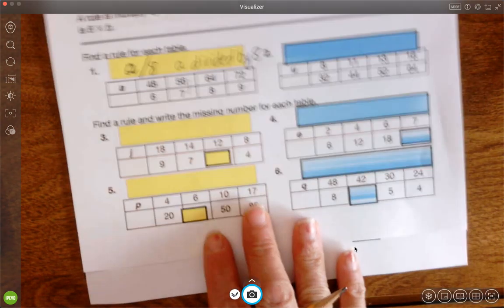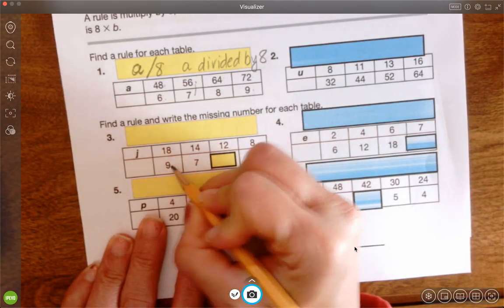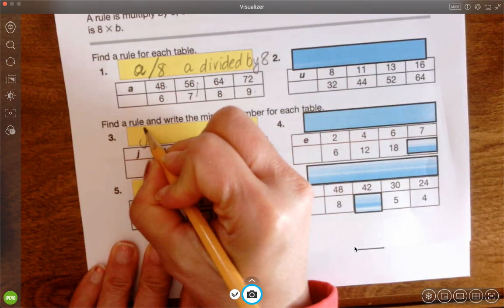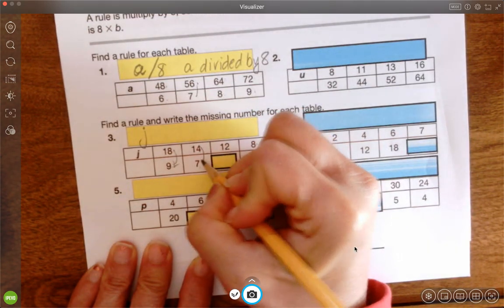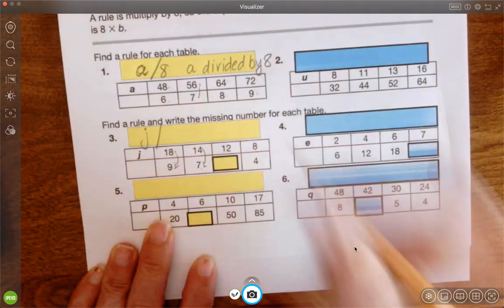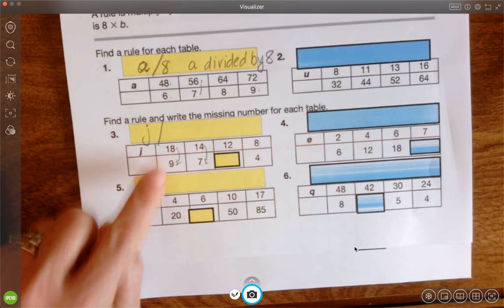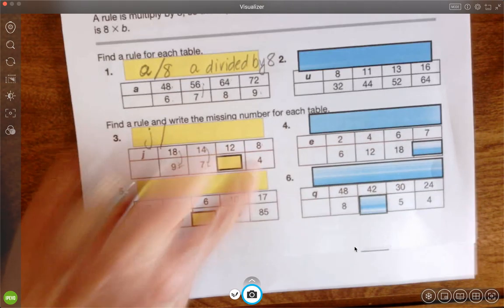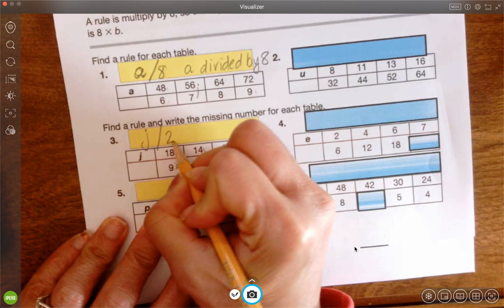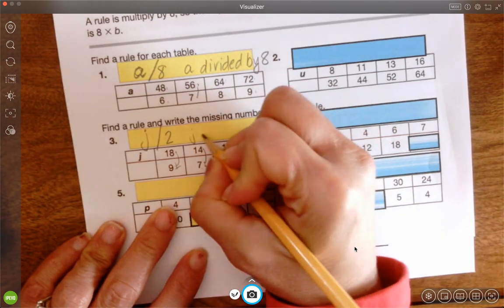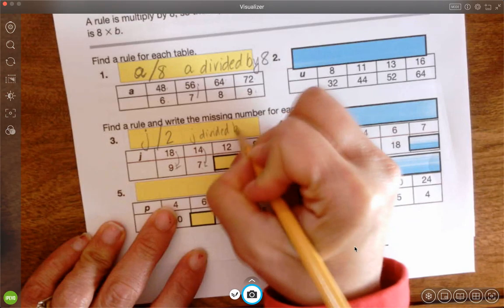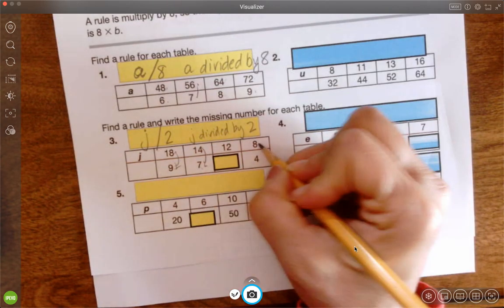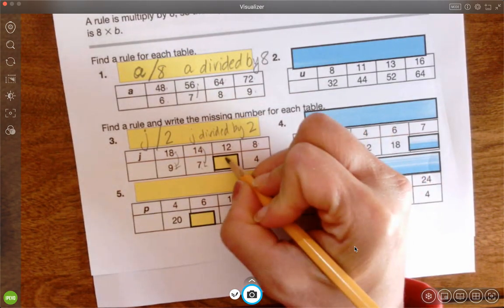Okay, over here, let's look at this one now. We're going 8 to 9, 14 to 7, 12 to something, 8 to 4. So again, are my numbers getting bigger or are they getting smaller on the bottom? They're getting smaller, so again, we're going to be dividing. What do I divide 18 by to get 9? What do I divide 14 by to get 7? What do I divide 8 by to get 4? And I know those are all dividing by 2. You could write J divided by 2. And so 18 divided by 2 is 9, 14 divided by 2 is 7, 8 divided by 2 is 4, so 12 divided by 2 is 6.